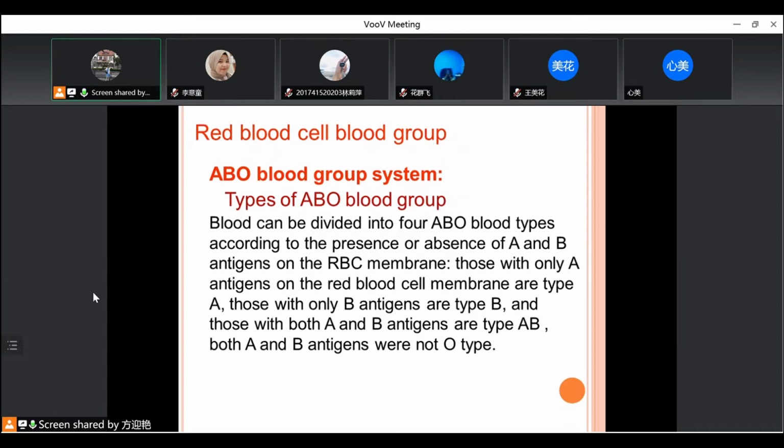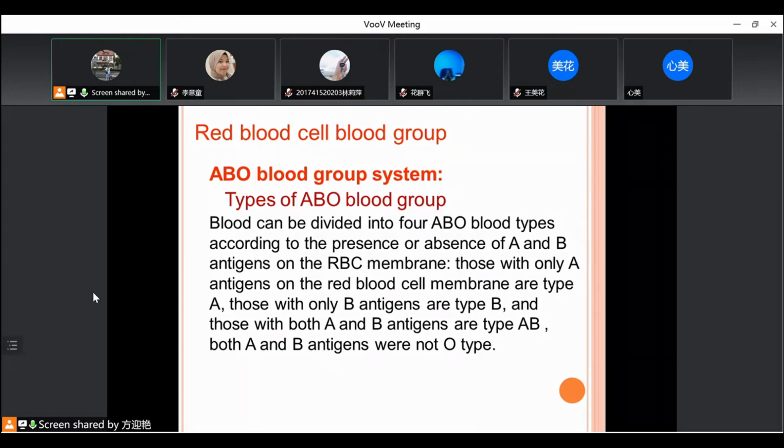There will be only A antigens on the red blood cell membrane, and this blood is type A. And there is only B antigens; they are type B. And with both A and B antigens on the red blood cell membrane, this blood is type AB. And if both A and B antigens are not on the red blood cells, there is type O blood group.